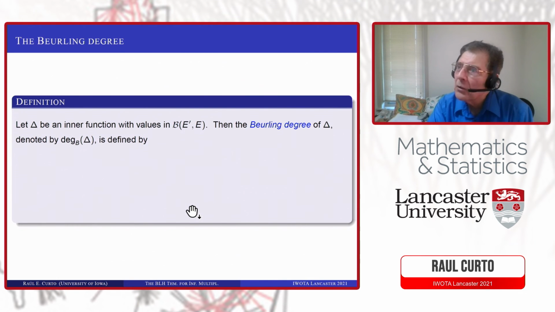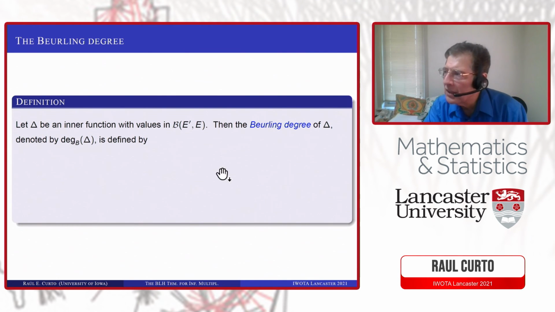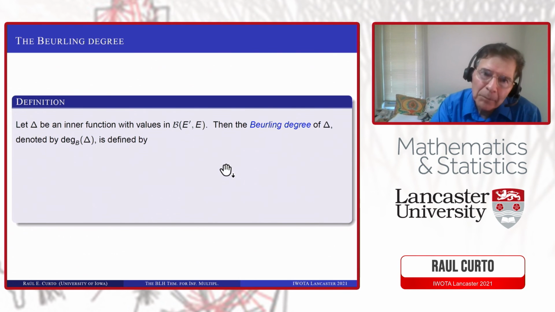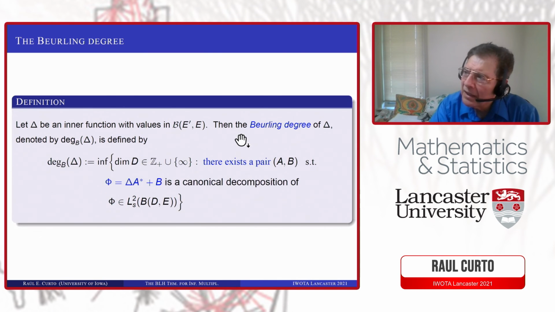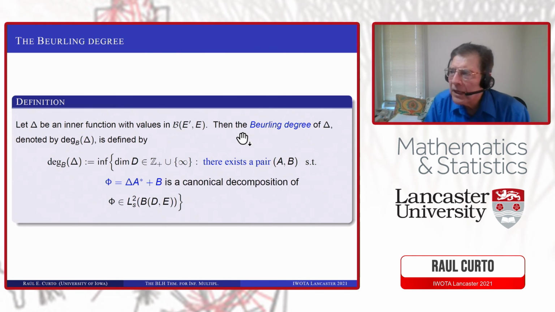Okay. So time to look at the Beurling degree, which is going to be connected with the spectral multiplicity of the shift. Look at an inner function delta, and we define the Beurling degree in a rather natural way. We're going to look at the dimension of D, which could be infinite, such that there exists a pair A, B such that phi is delta A star plus B. It's a canonical decomposition of phi.